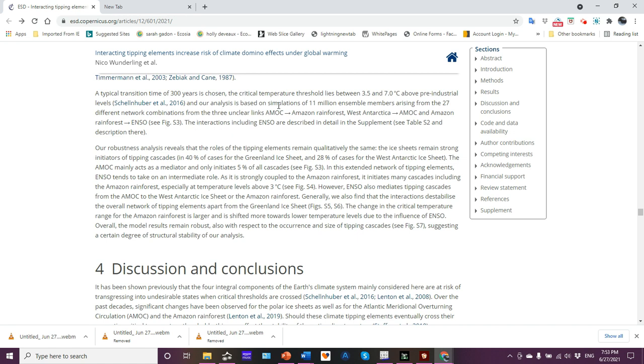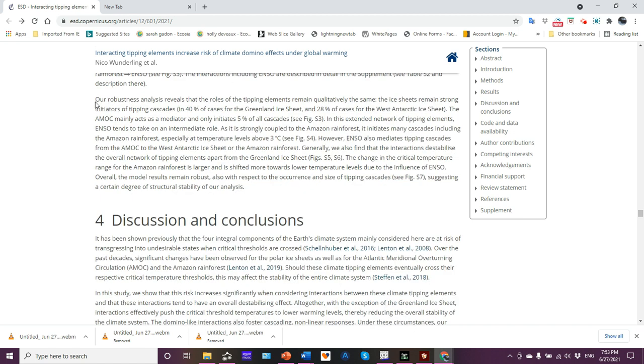And our analysis is based on simulations of 11 million ensemble members arising from the 27 different network combinations from the links and so on. This is where you need high computing power. Our robustness analysis reveals that the roles of the tipping elements remain qualitatively the same. The ice sheets remain strong initiators of tipping cascades. AMOC remains a mediator, and the rainforest pretty much tags along.